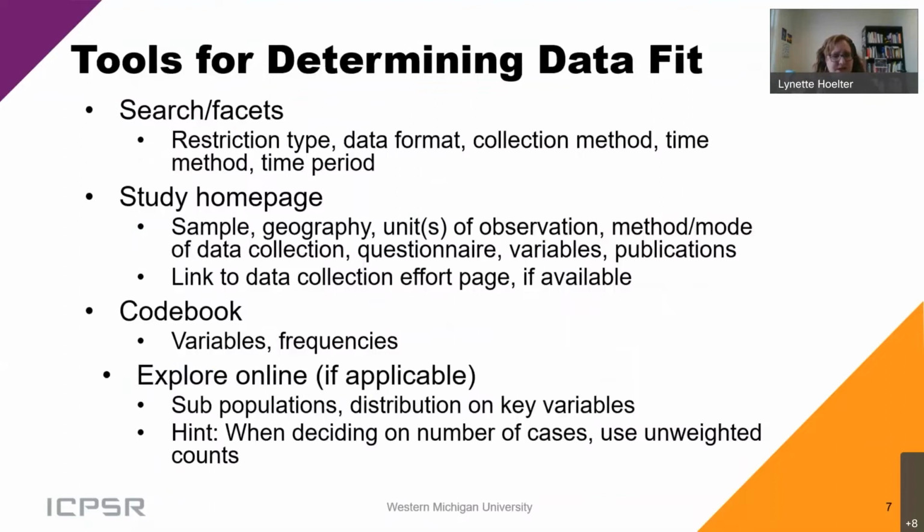Daria talked last week about a number of the tools that can be used to decide if these data will work for you. In our case, the research question is about demographic characteristics and individual level characteristics that might be related to people's attitudes about societal health. So we can use the search and the facets to look at collection method or time period, things like that. We'll look at the study homepage together, but that's really where you're going to get the meat of the information about the study that will help you decide if it will work for you.